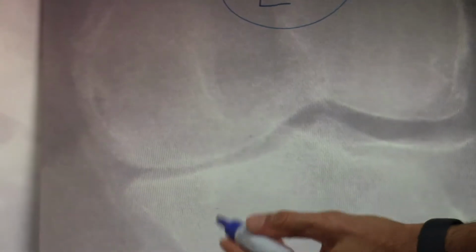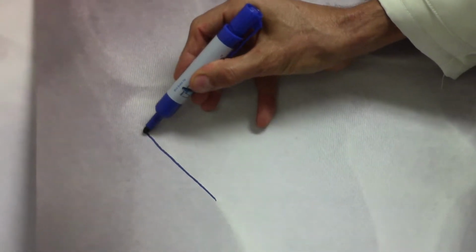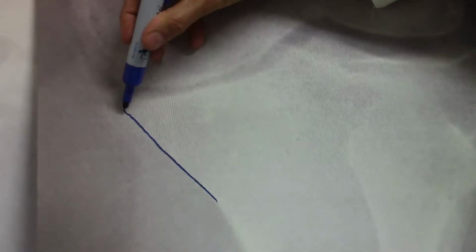Now, look at this left knee, the one where the pain started years earlier. Look how the tibial plateau is. Look, there's no concavity here. It's a straight linear angled line, straight up.